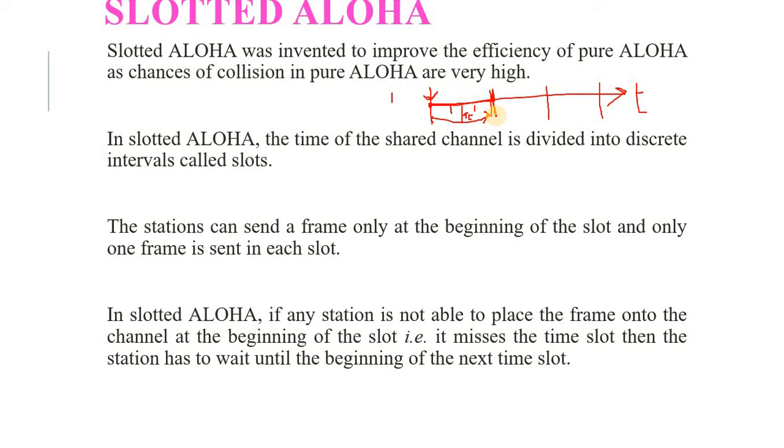But it is possible that multiple stations, suppose stations 1 and 4, simultaneously start from this point, so a collision occurs. The messages of 1 and 4 collide in this slot.